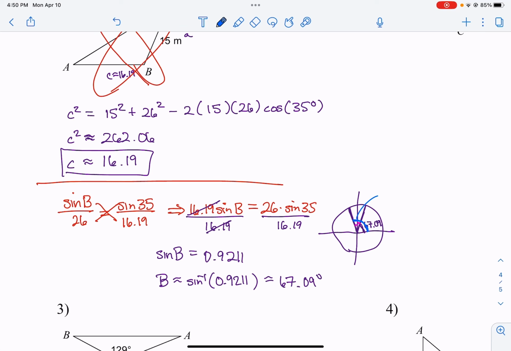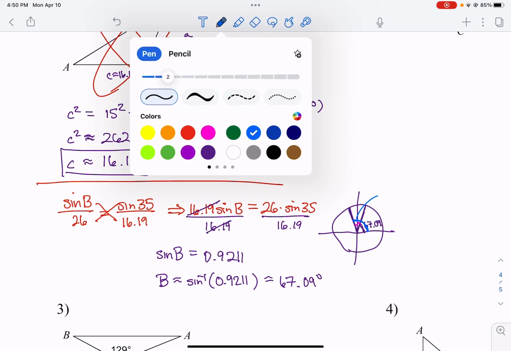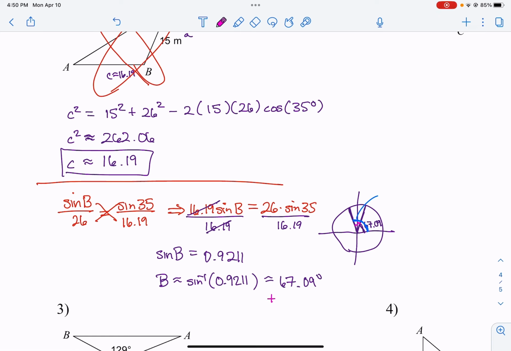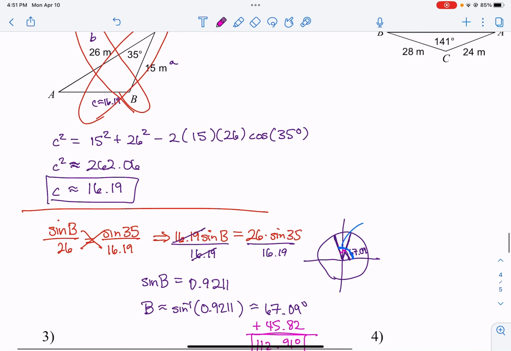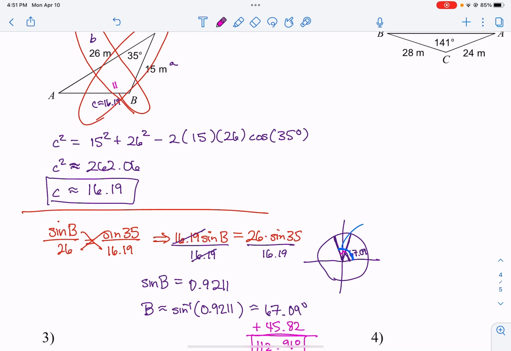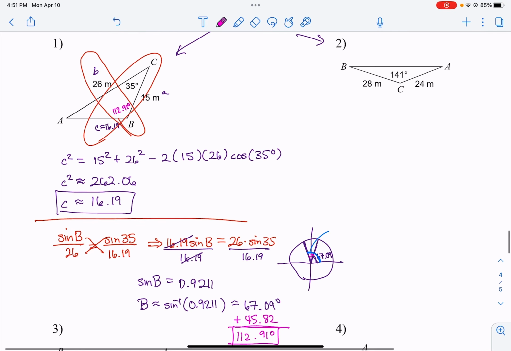Let's add that to what our calculator gave us. So plus 45.82. And so we get a final answer of, and this should be a lot more reasonable, 112.91 degrees. And that is angle B. 112.91 degrees. That makes a lot more sense.